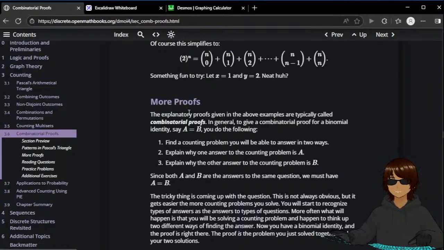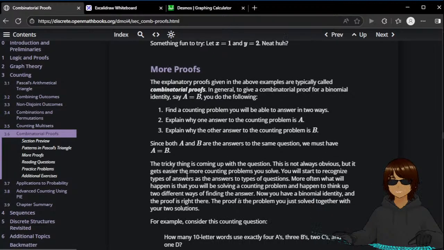The explanatory proofs given in the above examples are typically called combinatorial proofs. In general, to give a combinatorial proof for a binomial identity, say A equals B, you do the following. Find a counting problem you will be able to answer in two ways. Explain why one answer to the counting problem is A. Explain why the other answer to the counting problem is B. Since both A and B are the answers to the same question, we have A equals B.